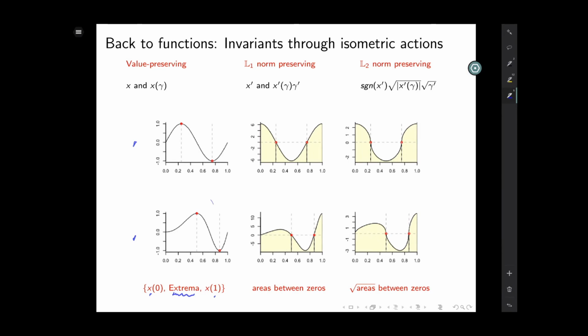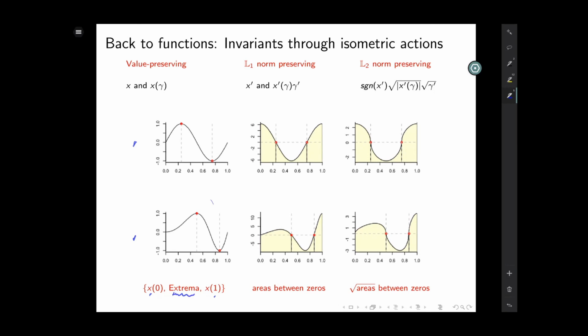So here I have a vector of extrema, which are preserved, and the beginning and the end points. Here I have a vector of areas between the zero crossings. This will be one pure dimension. This is L1 preserving. So this preserves the L1 norm. So it's an isometric action with respect to the L1 norm. Or I can go to L2 by taking square root and retaining the sign of the derivative. Then I just preserve the square root of the signed areas between the zero crossings.